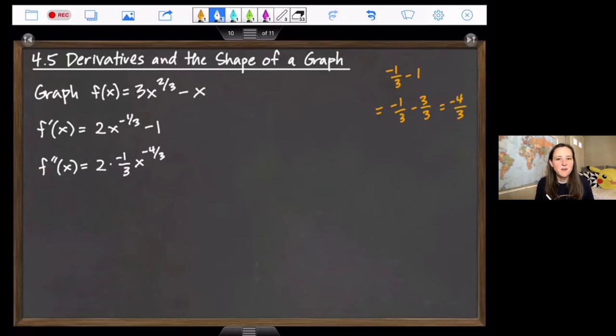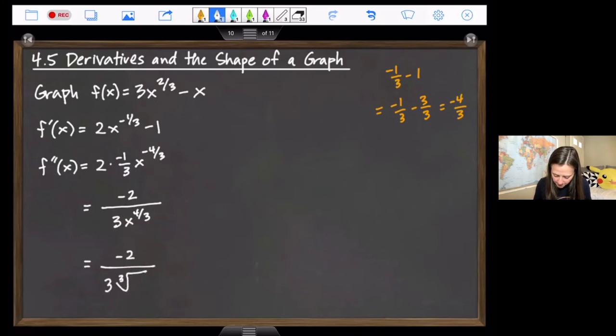All right, so let's simplify our second derivative a little bit. I've got that x to the negative 4/3. I'm going to bring that down into the denominator with a 3. So I'm going to have 3x to the 4/3. And then what's left up top is the 2 and the negative 1. So we'll write this as negative 2. And then just for ease of thinking about it, let's transfer that 4/3 into a radical. So I'm going to have negative 2 divided by 3 times the cube root of x to the 4th. You could simplify that a little bit more, but this is going to be good enough for us.